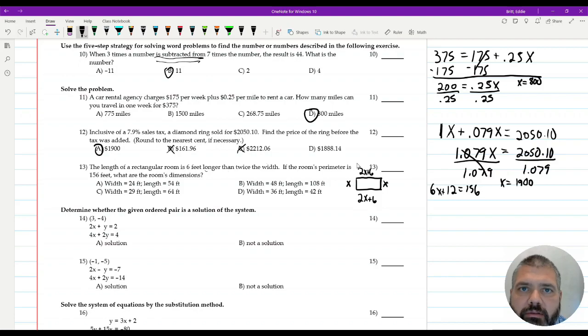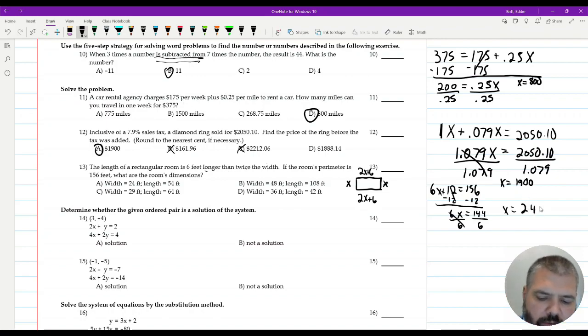Now, if we solve for x, it's not going to give us the width and the length. That's just going to be the width. So minus 12, minus 12. So 6x equals 144. Divide by 6, divide by 6. So x equals 24. So our width is 24.